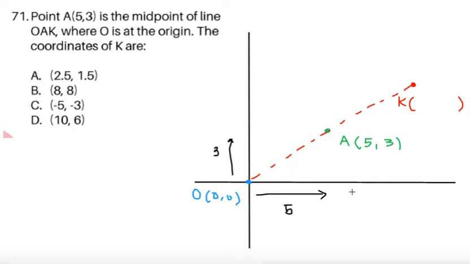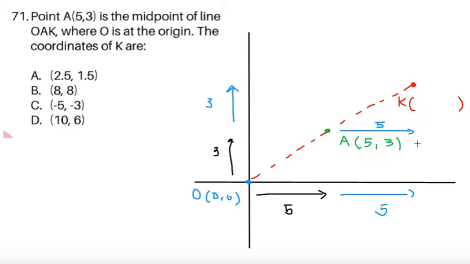Now, since A is the midpoint, I should do the same from A, and then I will be able to get K. So I should also move 5 units to the right from A. So this part here would be 5. And then I should move 3 units up. So I'm just going to write here 3 units up. So I should hit K. So I should move 5 units to the right and then 3 units up from this point, (5, 3), to reach K.